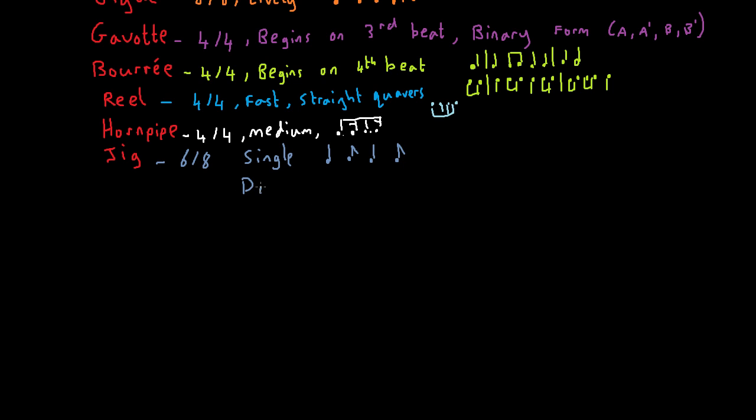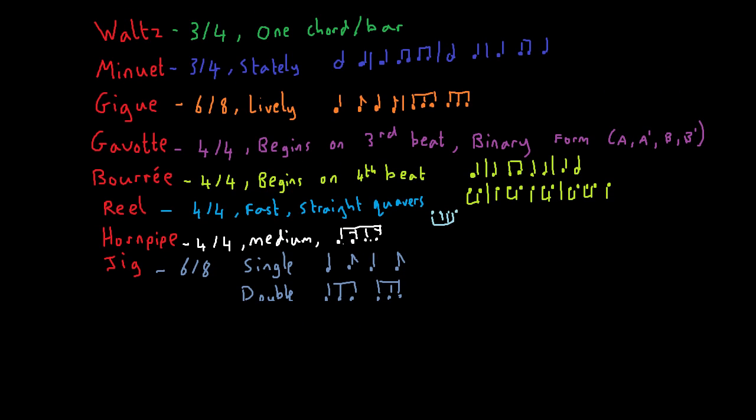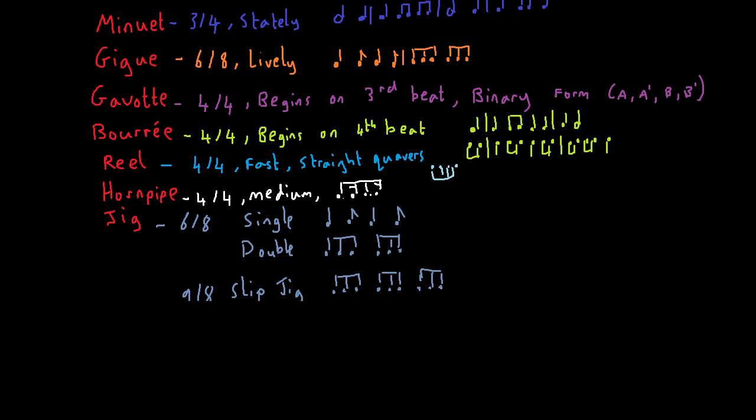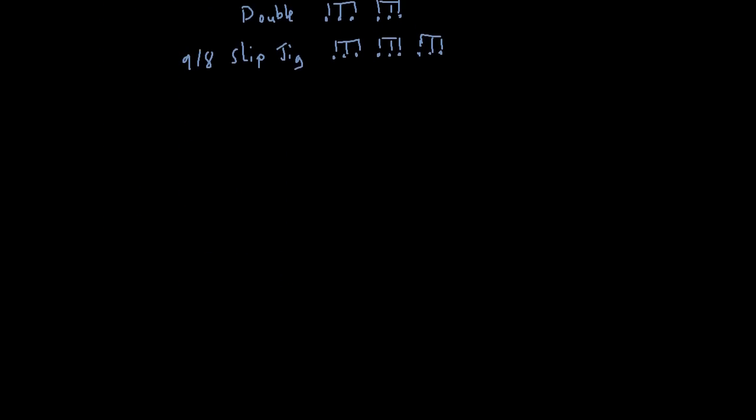You've also got a double jig, also in 6/8 time, but the rhythm tends to be more like this. It's all quavers, so groups of 3 quavers each time. And you've also got one, I don't think they'll give you this one, but you've also got a slip jig, which is in 9/8 time, and again tends to be all quavers. So tends to be 3 groups of 3 quavers per bar. And those are the main types of dance you're going to get. So waltz, minuet, jig, gavotte, beret, reel, hornpipe, and the other type of jig.